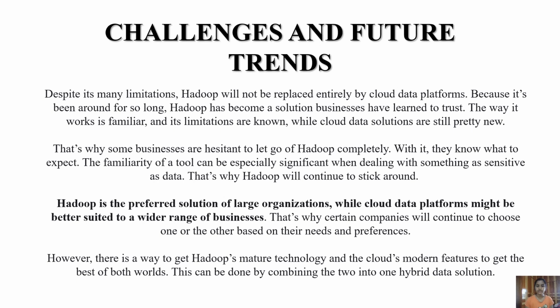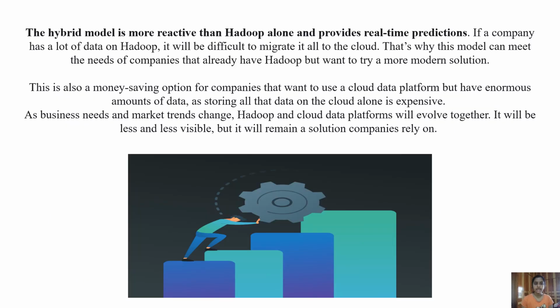The familiarity of a tool can be especially significant when dealing with something as sensitive as data. Hadoop is the preferred solution of large organizations, while cloud data platforms might be better suited to a wide range of businesses. That's why certain companies will continue to choose one or the other based on their needs and preferences. The hybrid model is more reactive than Hadoop alone and provides real-time prediction. If a company has a lot of data in Hadoop, it will be difficult to migrate it all to the cloud.